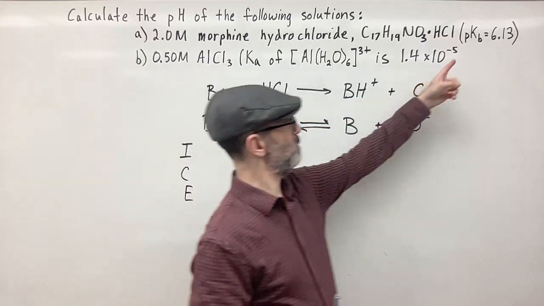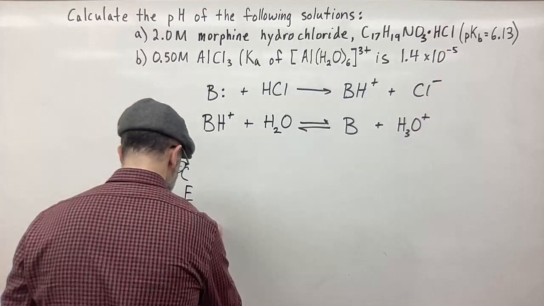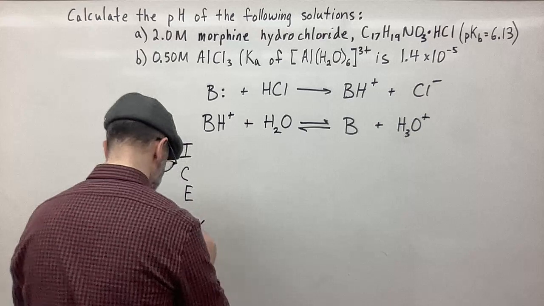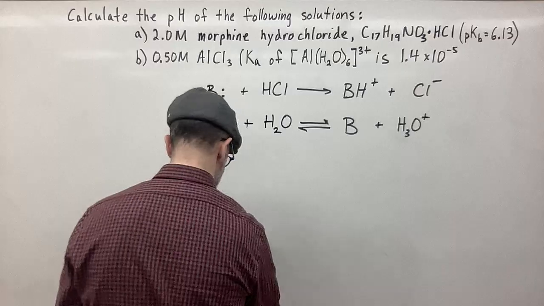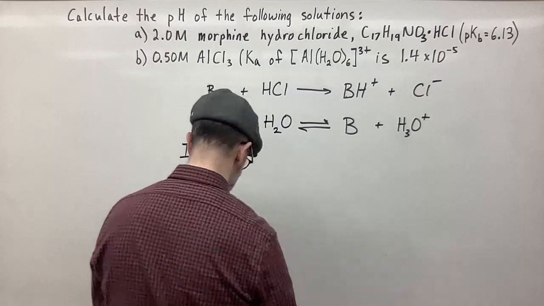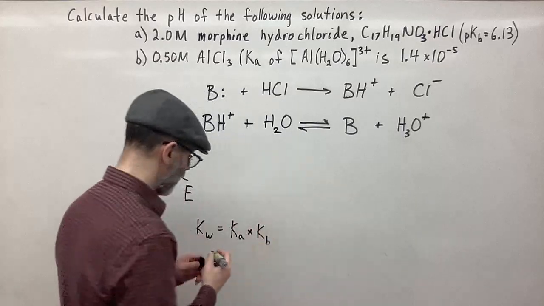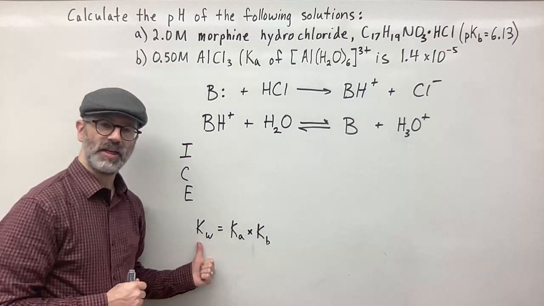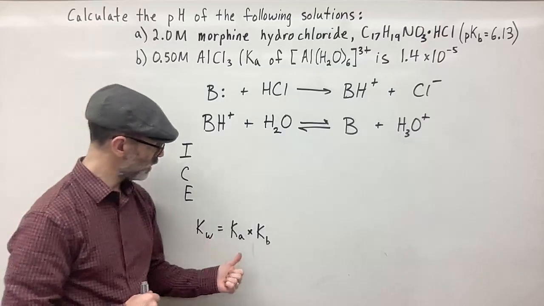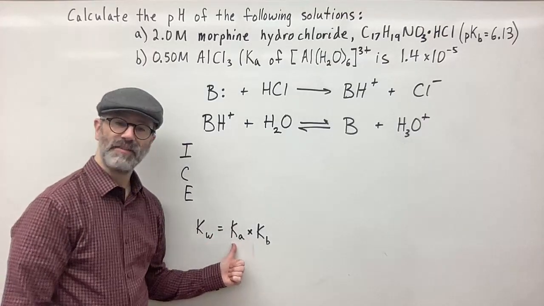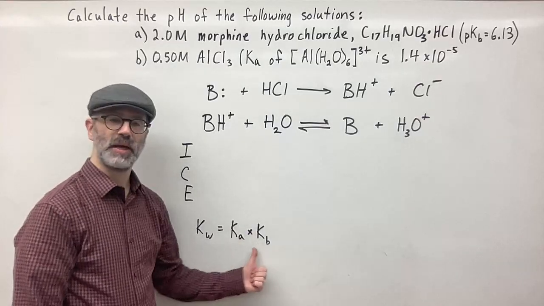But what they gave us was the pKb value. And so if you remember, Kw is equal to Ka times the Kb. And so here we have the equilibrium constant with regard to the autoionization of water, and that's going to be equal to the Ka value of the acid multiplied by the Kb of its conjugate base. So these are conjugate acid-base pairs.